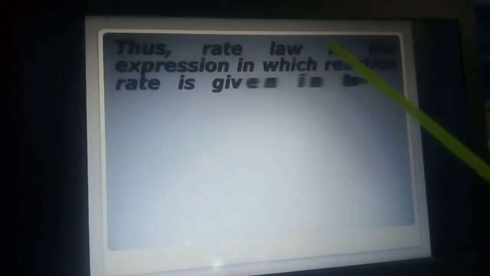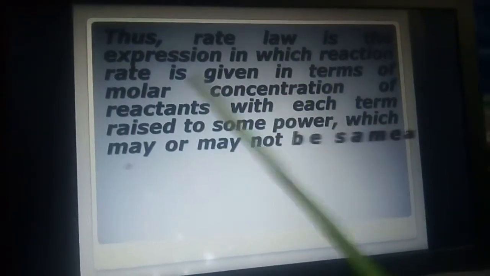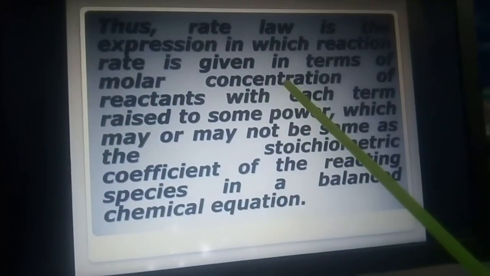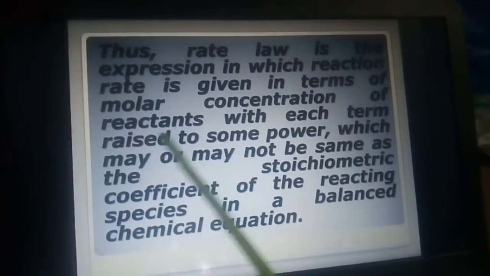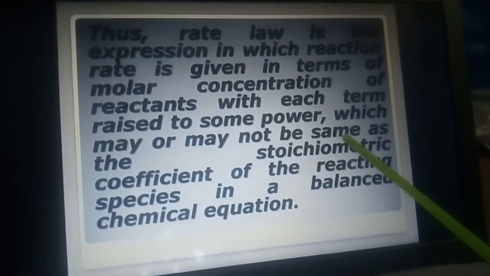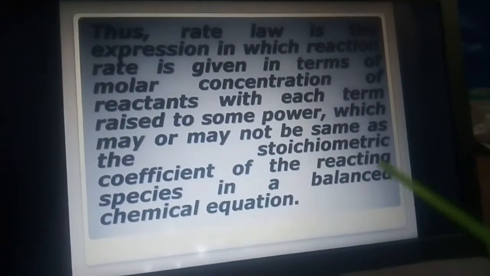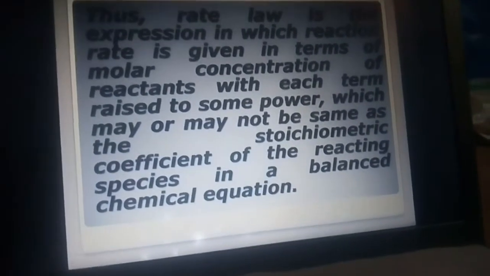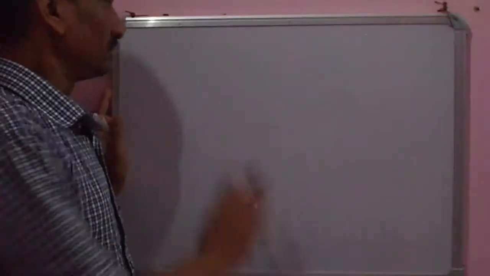Thus, rate law is the expression in which reaction rate is given in terms of molar concentration of reactants, with each term raised to some power which may or may not be same as the stoichiometric coefficient of the reacting species in a balanced chemical equation. So this is the rate law.